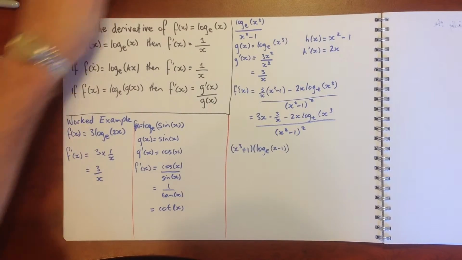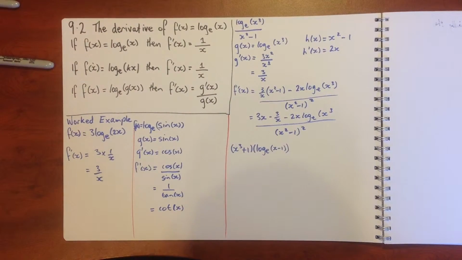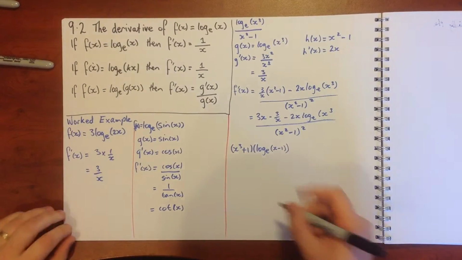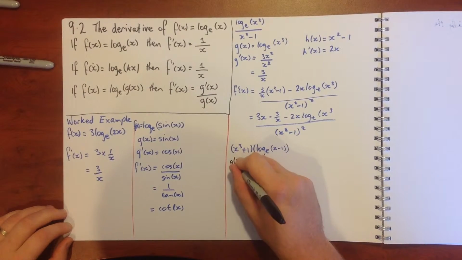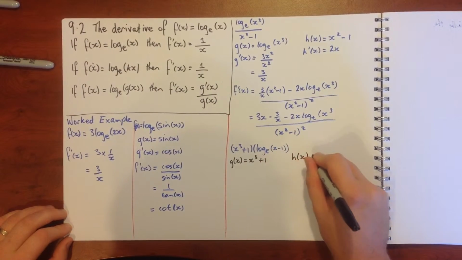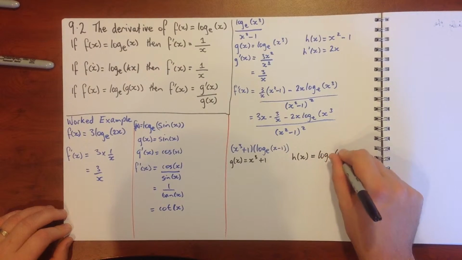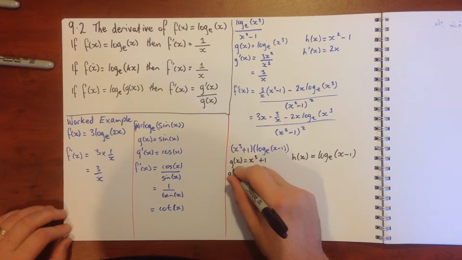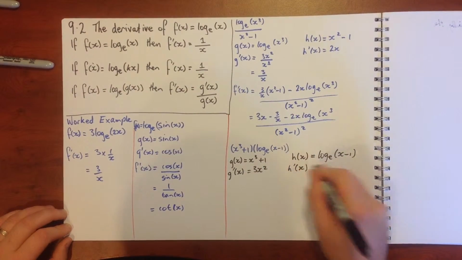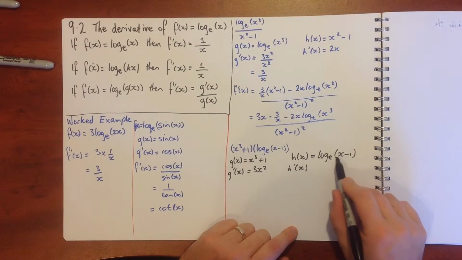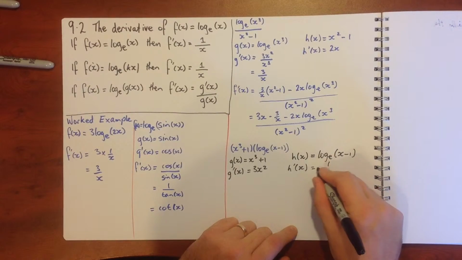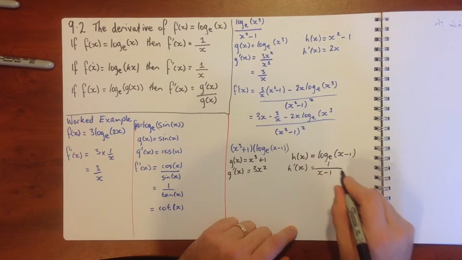The last one is a product rule question. So f of x equals x cubed plus 1 times log to the base e of x take 1. What we're going to do is say that g of x equals x cubed plus 1. Now h of x equals log to the base e of x minus 1. So g dash of x equals 3x squared. For h dash of x, it's one of our last times, so our derivative of this is just going to equal 1 over that, which is x take 1.